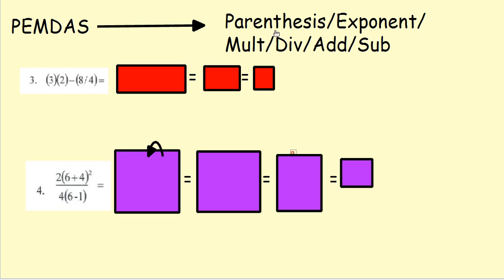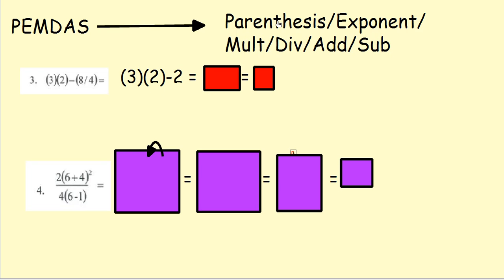Anything inside parentheses you're going to do first. So notice inside parentheses we have the fraction 8 over 4, and if this is division, this will just be 8 divided by 4, and that turns into 2. So once you finish what's inside there, you can just drop the parentheses.